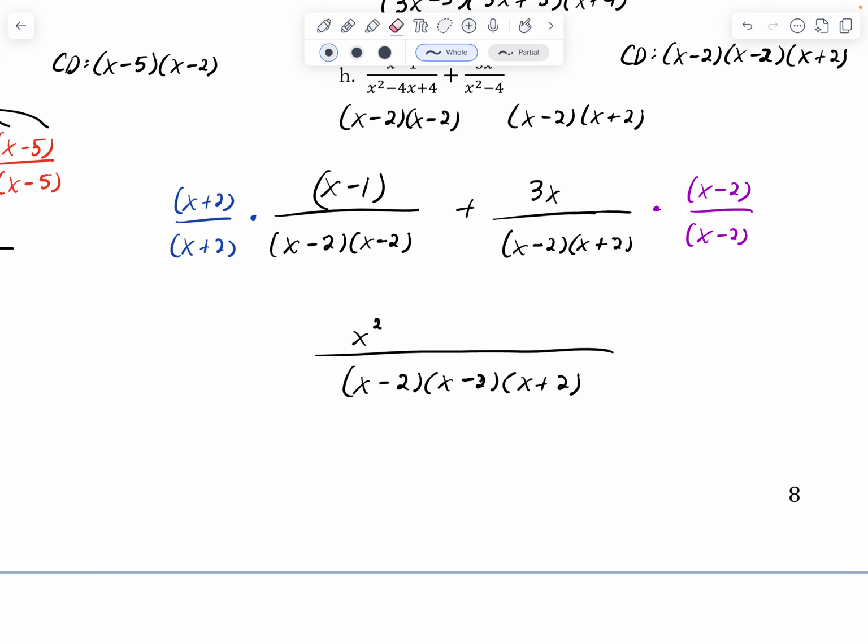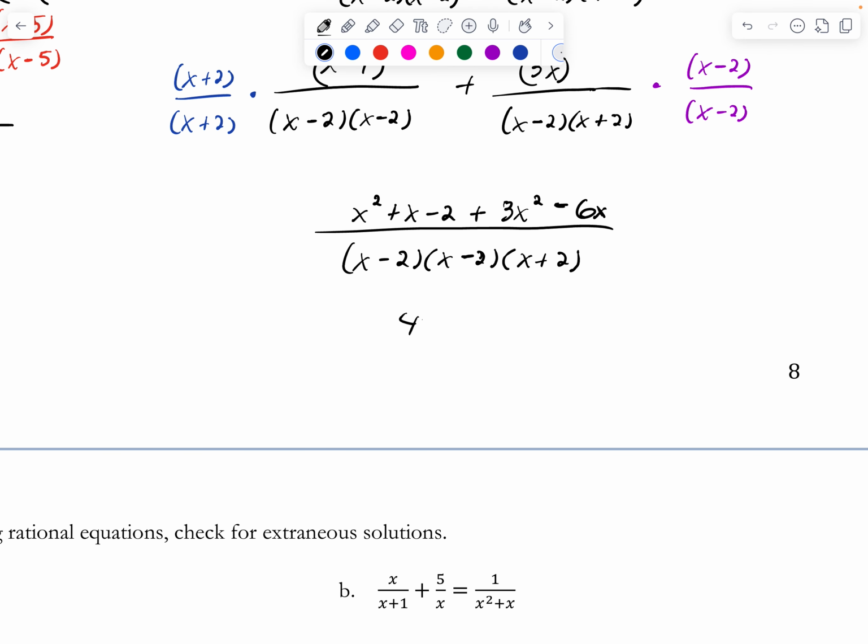And then that's going to be negative 1x plus 2x is plus x minus 2, plus 3x times x is 3x squared. 3x times negative 2 is minus 6x. And we'll combine like terms to get 4x squared minus 5x minus 2. Put the CD in the bottom, and you are finished.